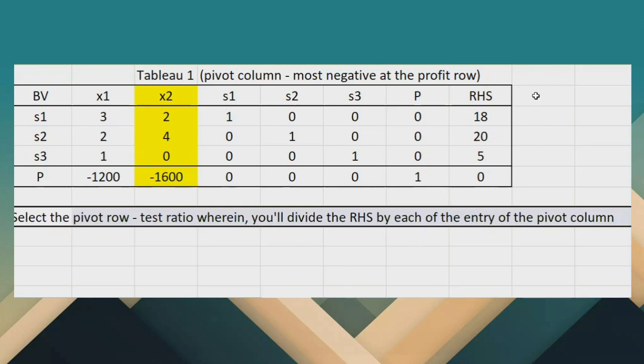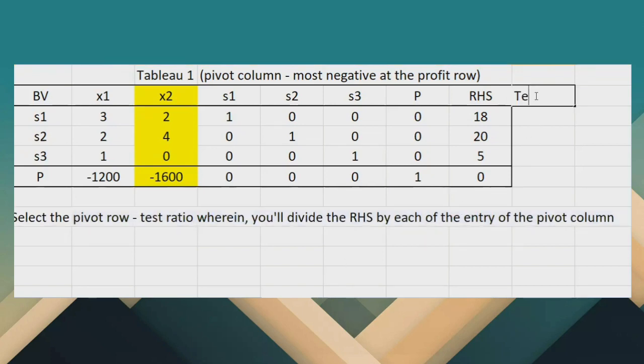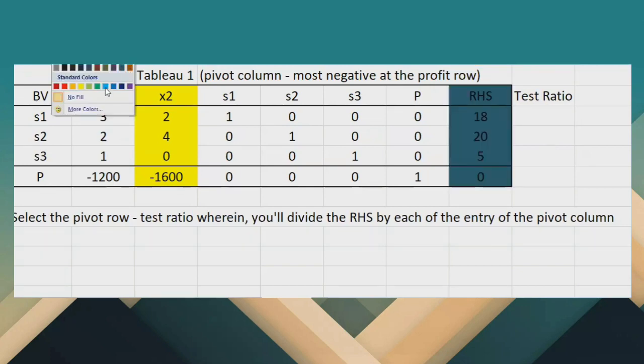Paano gagawin yon? So, maglagay kayo ng another column dito. Lagyan nyo ng label, test ratio. So, yung test ratio, gagawin nyo, yung right-hand side, the last column, I will highlight blue. Divide each entry of this by the one I highlighted yellow, the pivot column. Do you follow? Yung magkatapat, i-divide yung mga entry.